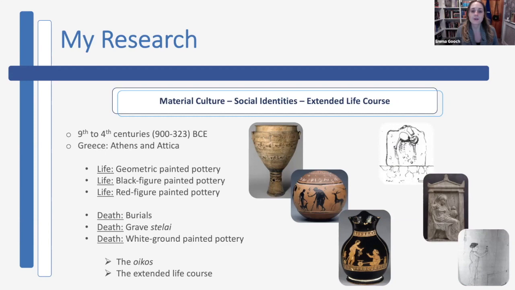My PhD evaluates depictions of children in iconography, their burials and descriptions of them and details about childhood provided in ancient literary sources to identify material culture, objects, that were used to construct juvenile identities in the geometric, archaic, and classical periods. I considered geometric, black, and red figure painted pottery to investigate children's lives, and I evaluate burials, grave stelae, marble grave markers with figural scenes, and white ground painted pottery used in funerary contexts to explore children's identities as they were demonstrated in contexts associated with death.